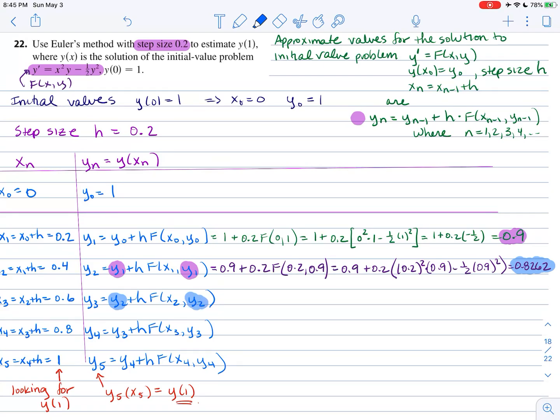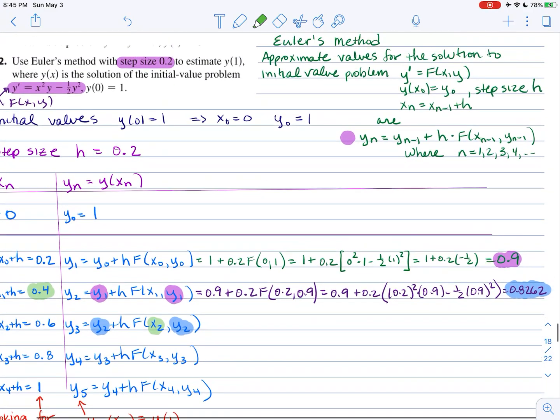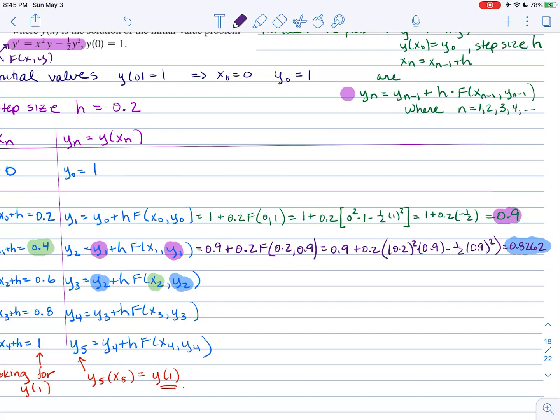Good. And we know that x2 is going to be 0.4, and where does that come from? This is our x2, and we want to put that in there, right? So I'm going to begin again, and we get that our y2 is 0.8262 plus 0.2 times f of 0.4, right? Because we're going up the previous value, 0.4 comma, 0.8262.